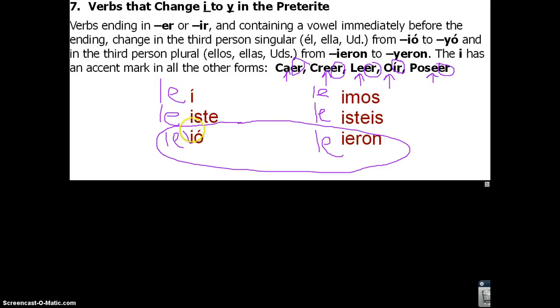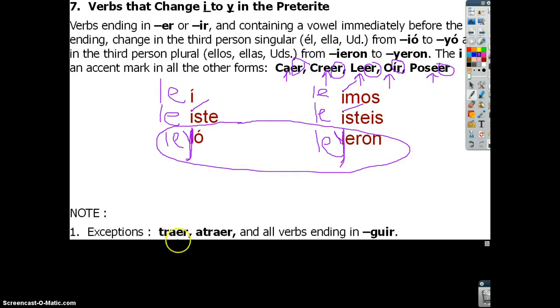So I have to change this I, take it out. And of course, I suggest you never write over anything like this. I'm just doing it for the sake of demonstration. I change that I to a Y. I change this I to a Y. Again, I'm taking out the I and replacing it with a Y. So leyó and leyeron. But this also says the I has an accent mark in all the other forms. So I already have an accent on the yo form, of course, but I need an accent on the I in iste, an accent on the I in imos, and an accent on the first I in isteis. So these verbs change from I to Y in the slipper and take extra accents on the first I's outside of the slipper. Let's check our golden ticket to see if there are any exceptions.